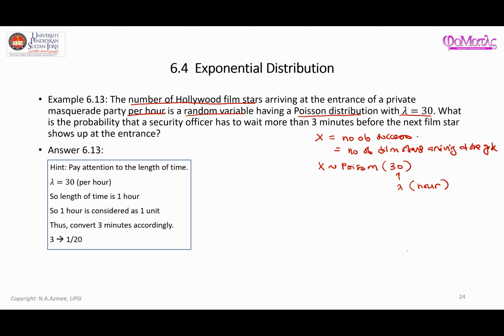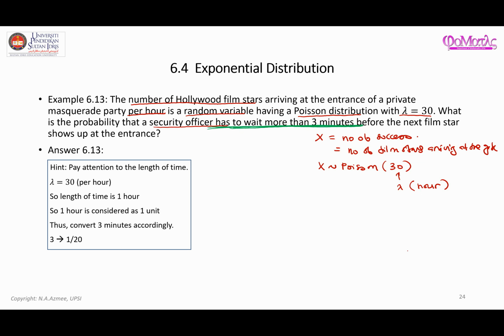What is the probability that a security officer has to wait more than 3 minutes? Here we're talking about waiting time. When you talk about waiting time, usually it can be modeled using exponential distribution. So here we have to wait more than 3 minutes before the next film star shows up at the entrance. So here it is the waiting time before the next success.